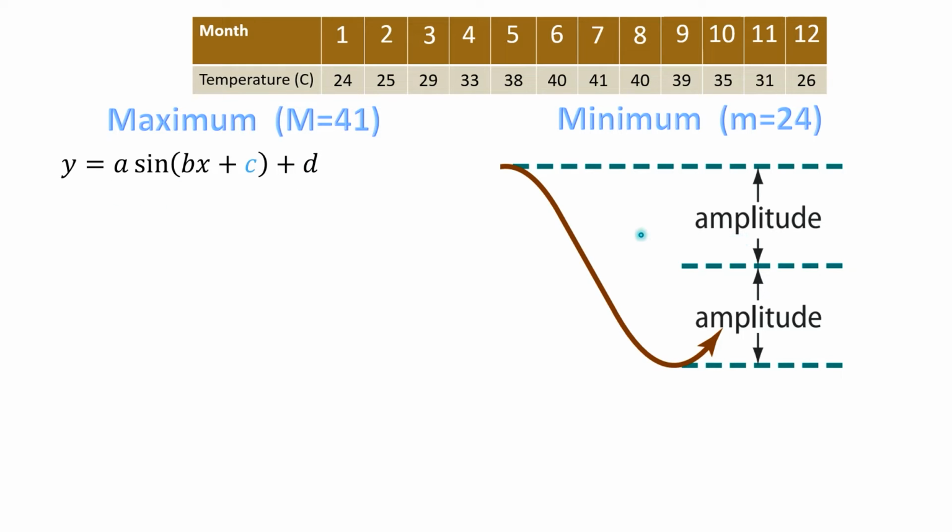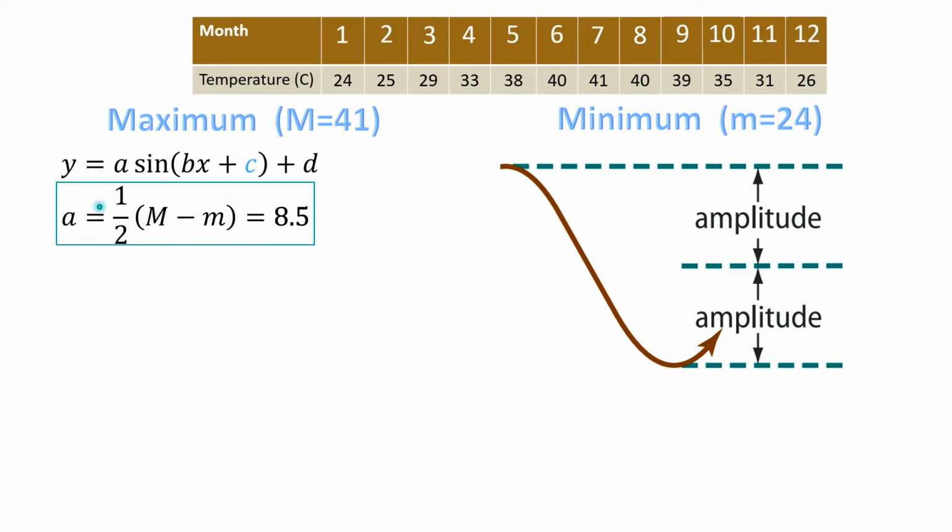If we look at any sine or cosine function, we know that from the maximum to the minimum, there are two amplitudes, because the amplitude is from the midline to the maximum or the minimum. So in order to find one of them, it will be half the maximum minus the minimum. One amplitude, a, is half of 41 minus 24, which is 8.5. So a is found this way, which is pretty easy.